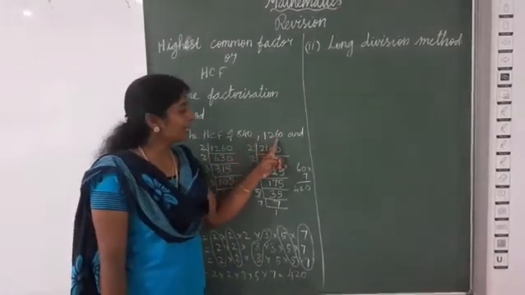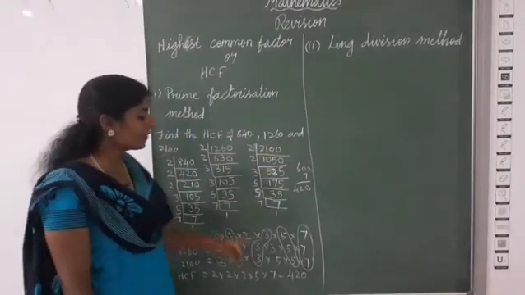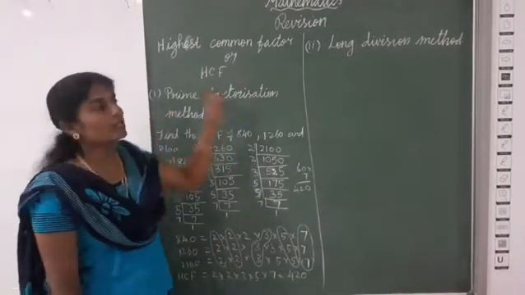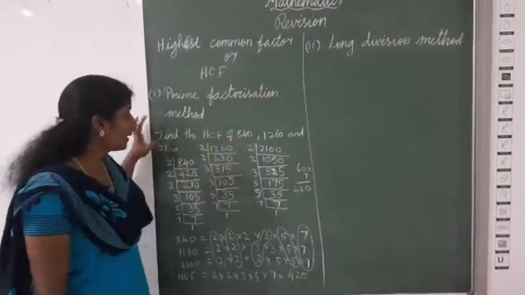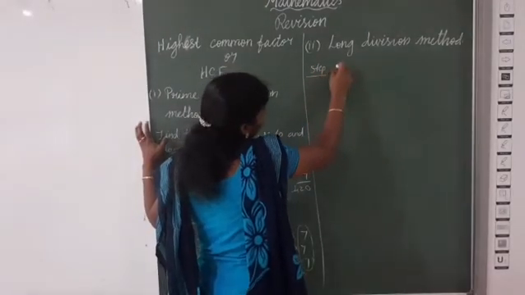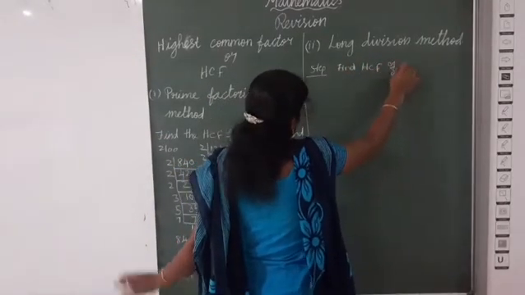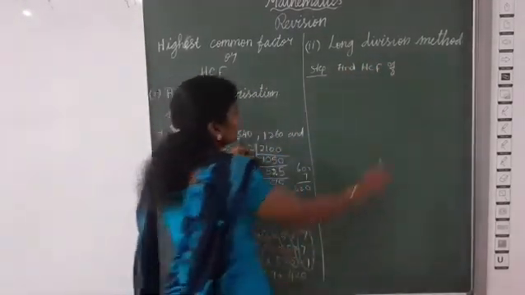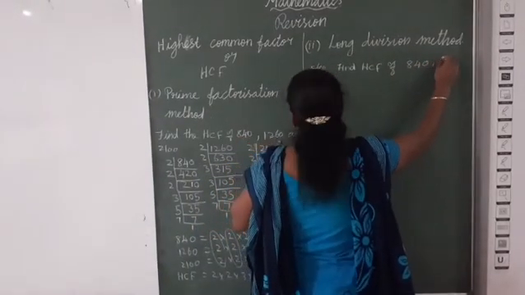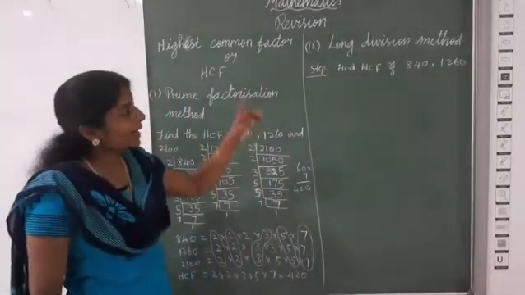840, 1260 and 2100. What is the HCF? 420. For the same question we can use the long division method. Okay. Now step 1. We can find the HCF of, what are the numbers? 840. First two numbers we can take. 840 and 1260. First we can find the HCF of 840.